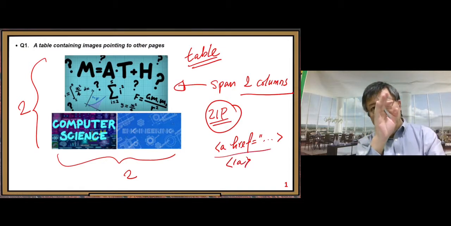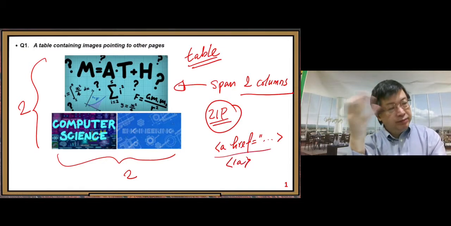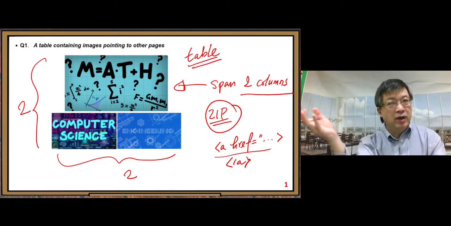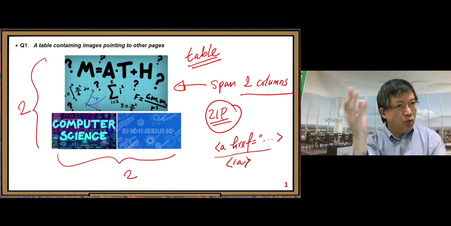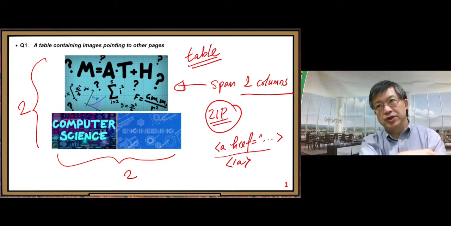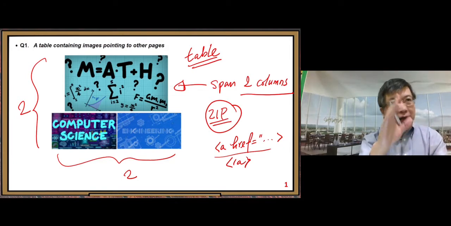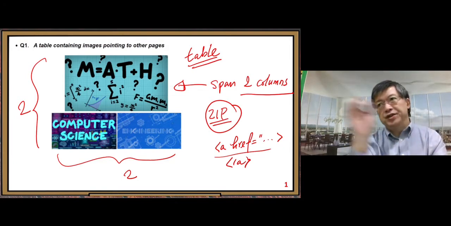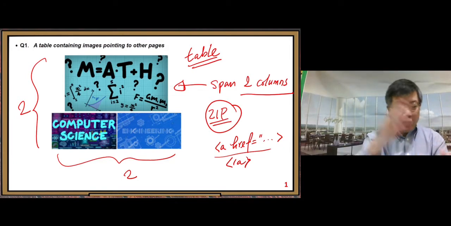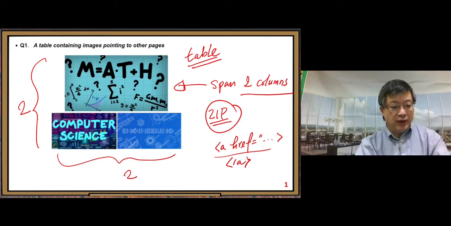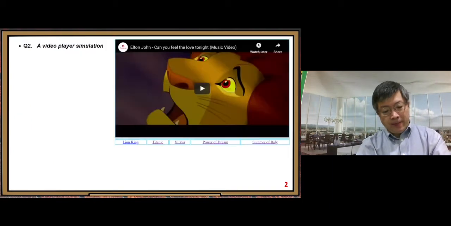I gave one question in the exercise. Somewhere, I can't remember which one, but just one of our exercise questions, I asked you if we can make an image a hyperlink. Remember that? Here, in this question, we practice that. Okay? All right, so this one is very easy. So you won't miss this one.